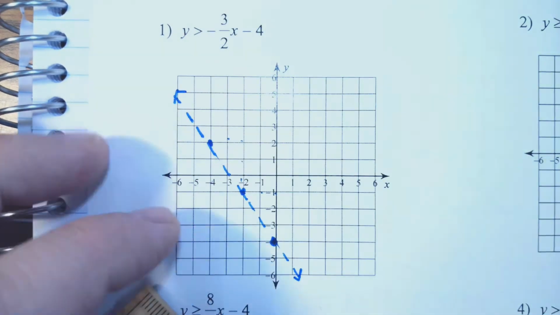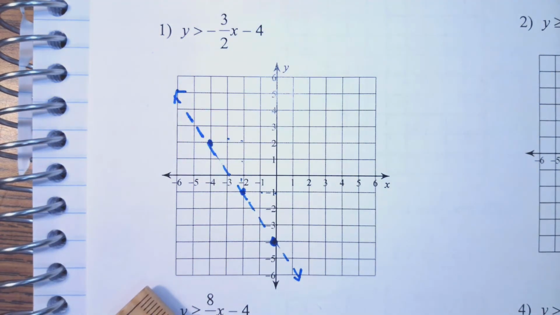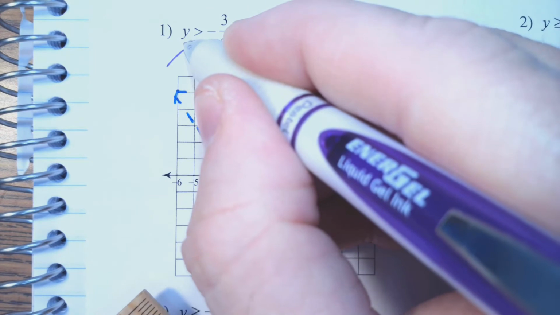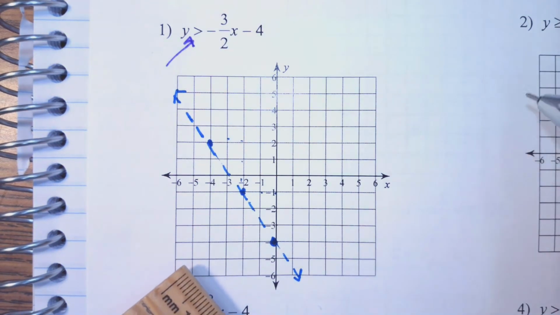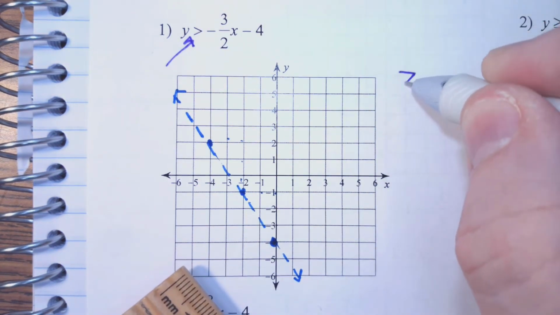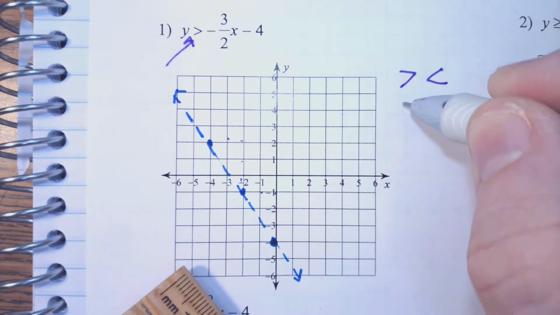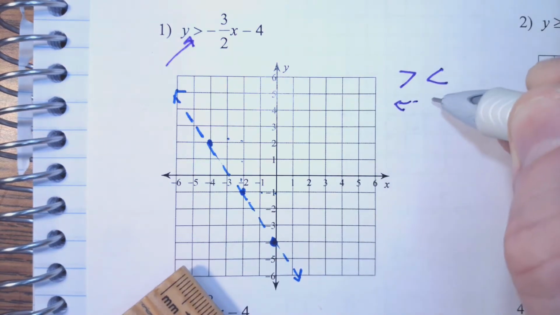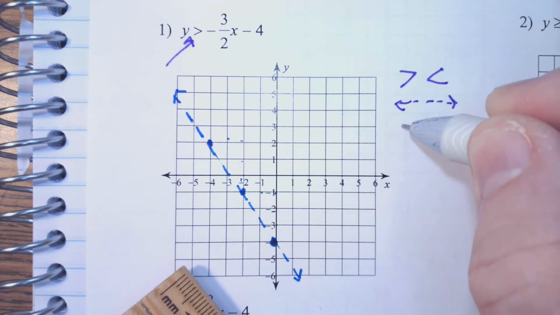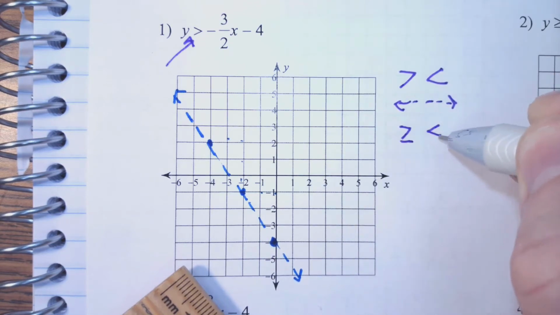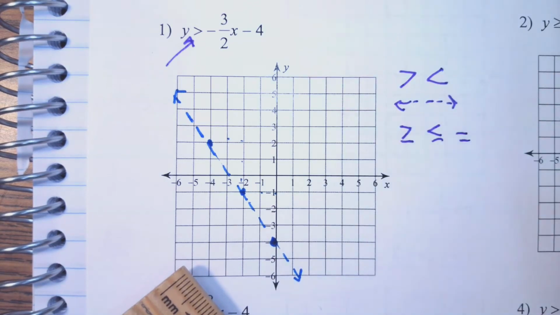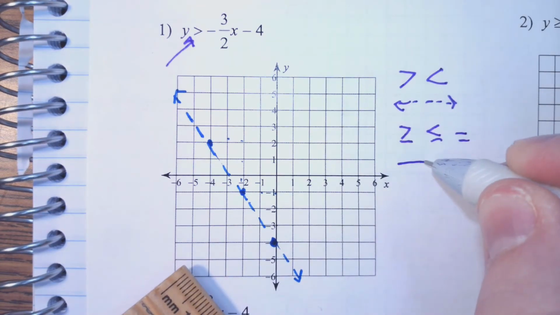Okay. How many remember to do a dotted line? Why are we doing a dotted line? Is it because of this guy right here? So if you don't remember, remember that this and this get a dotted line. This and this and this get a solid line.